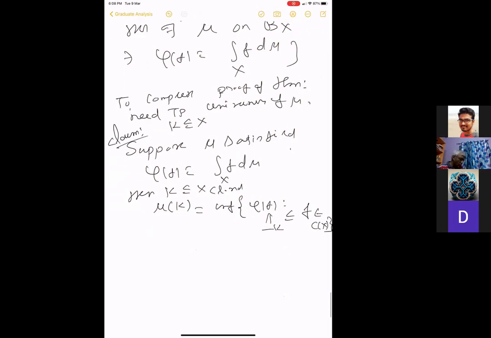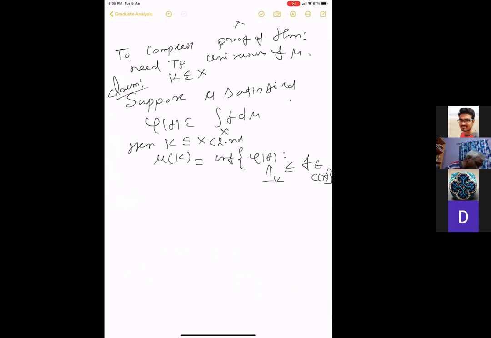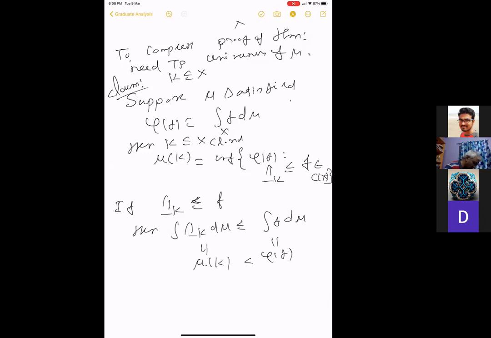So why is this true? First thing is, if 1_K is less than or equal to f as functions, then the integral of 1_K d mu is less than or equal to the integral of f d mu, and this is equal to phi of f, and the left side is equal to mu of K. So mu of K is less than or equal to phi of f for all f greater than or equal to 1_K. So we have proved one direction of the inequality.